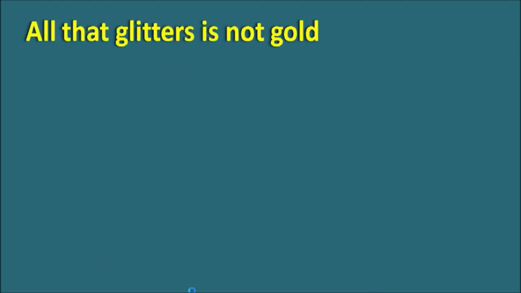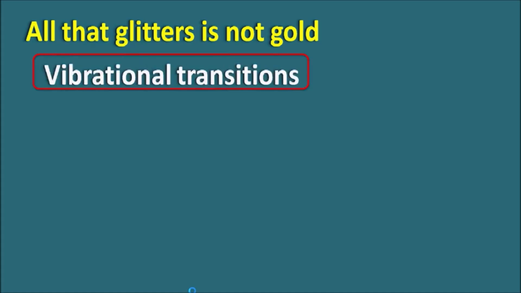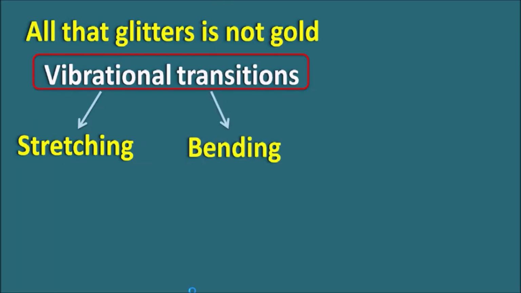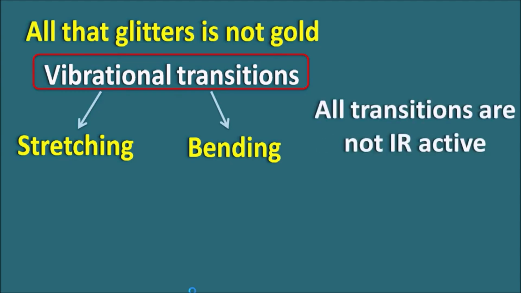But all that glitters is not gold. That means all the vibration transitions may not lead to IR absorption. We know that vibration transitions are classified mainly into two types. They may be stretching vibrations, where the bond length is either increased or decreased, and the other is bending vibrations, where the bond angle is changed. But all these vibration transitions may not be IR active.